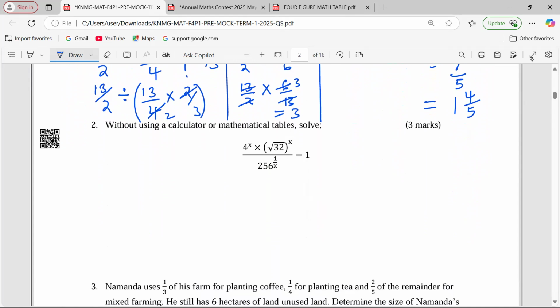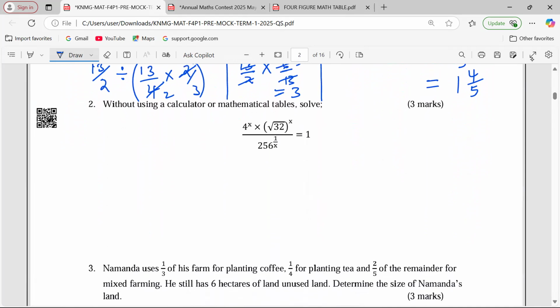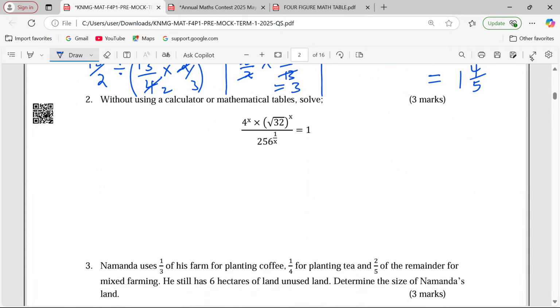We have a wonderful question in number 2. Without a calculator or mathematical tables, evaluate or solve. Of course, now we are solving for x. This is a question from indices. We shall apply a few laws of indices.